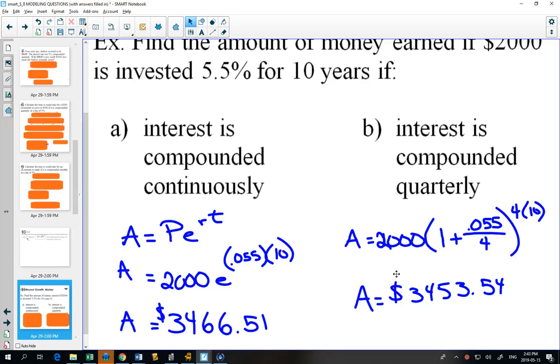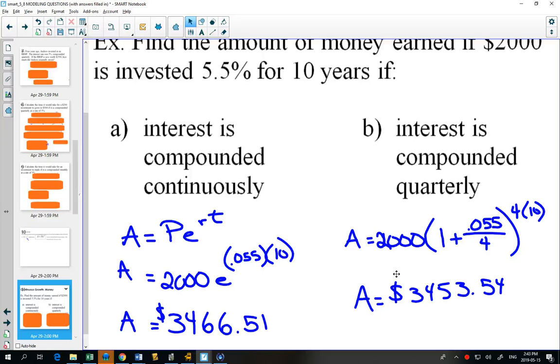But now, for those of you that didn't figure it out, was your gut saying that it was going to be a lot more than that? It's actually surprising that it is just a little bit more, especially over 10 years.